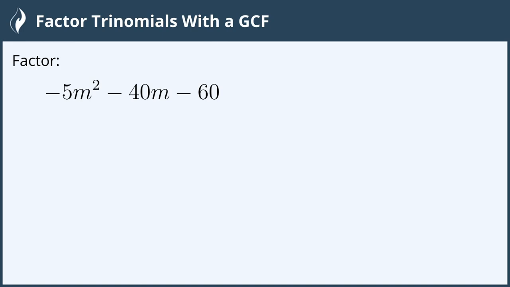Hi everyone! In this video we will factor trinomials with the greatest common factor. Factor negative 5m squared minus 40m minus 60.